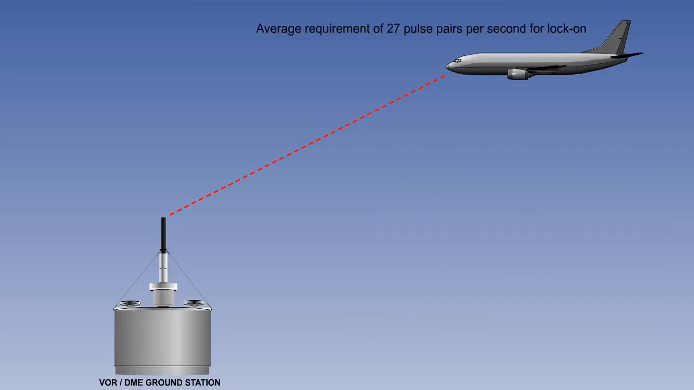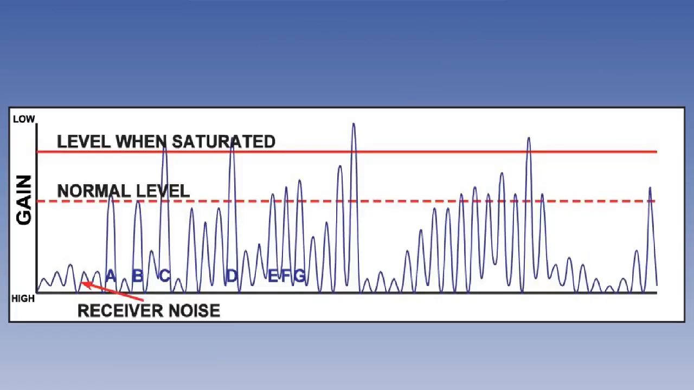It is assumed that 95% of aircraft using a ground beacon will be in the tracking mode and not exceeding 25 pulse pairs per second, while the other 5% are in search mode. This results in an average requirement of 27 pulse pairs per second for lock-on. The output of a modern ground station is a constant 2,700 pulse pairs per second. When a ground station is receiving 2,700 pulse pairs per second, which equates to 100 aircraft at 27 pulse pairs per second, it becomes saturated, and then it reduces its gain. The effect of this is to exclude the transmissions from aircraft whose interrogation pulses are weaker.